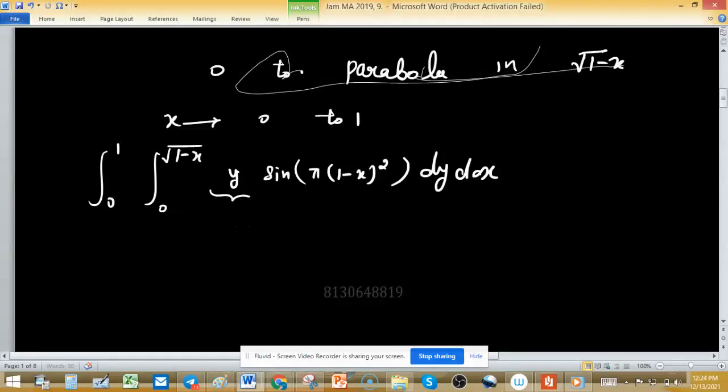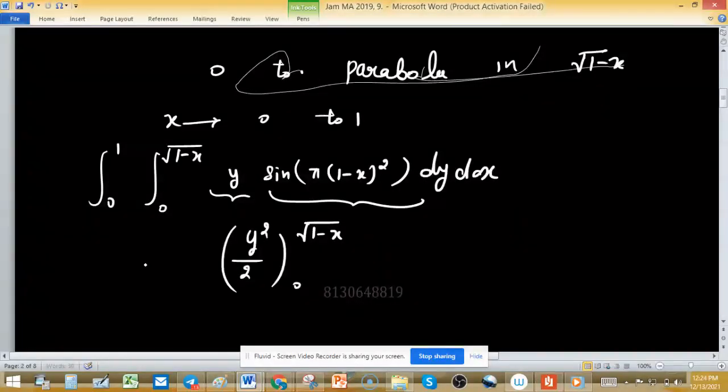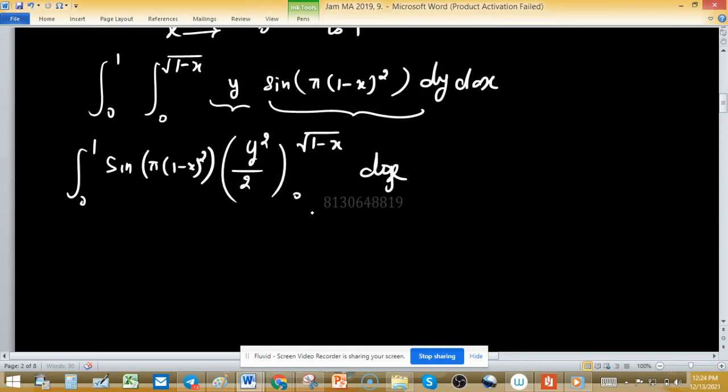So take the integration of this function, and this function will work as a constant. So y square upon 2, and limits are 0 to square root 1 minus x, and this portion is the same as within bracket 1 minus x whole square, and we need to integrate with respect to x. Finally we have 1 upon 2 outside, and 0 to 1 sine pi 1 minus x whole square dx, and 1 minus x.